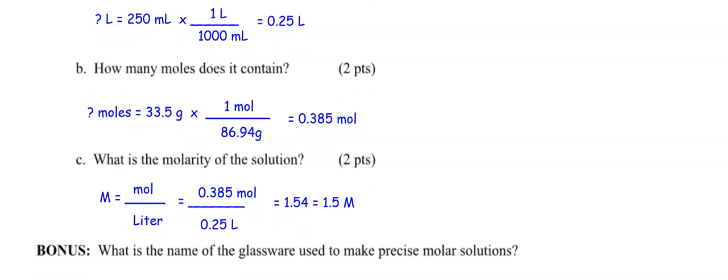All right. So finally, what is the name of the glassware used to make precise molar solutions? That was your bonus. It is a volumetric flask. So if you had Form A, you're done. You can quit. If you had Form B, well, let's see what you had to do. Let's go to the next page.